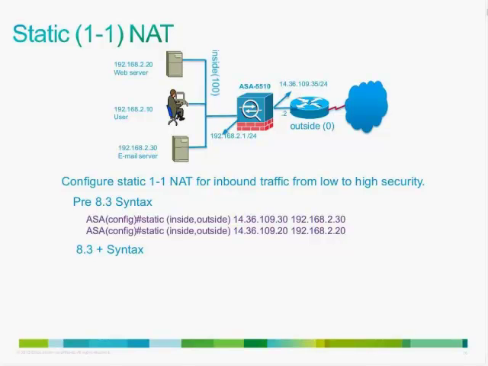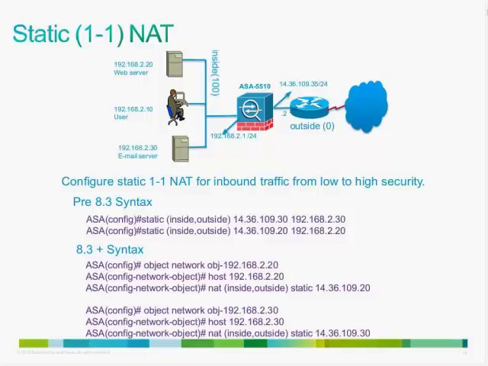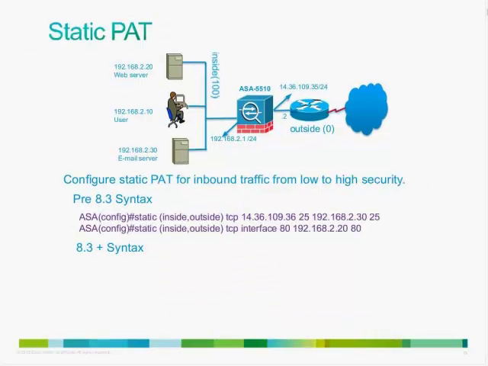We know we need to configure an object for the source and then our NAT inside outside line. So we need two objects, one for the email server, one for the web server, and then statically map them. Notice here, the keyword that I'm using is static instead of dynamic, as we saw in the previous slides. So statically map them to the 14.36.109.20 and the 109.30 address when they go out. So that covers static one-to-one.